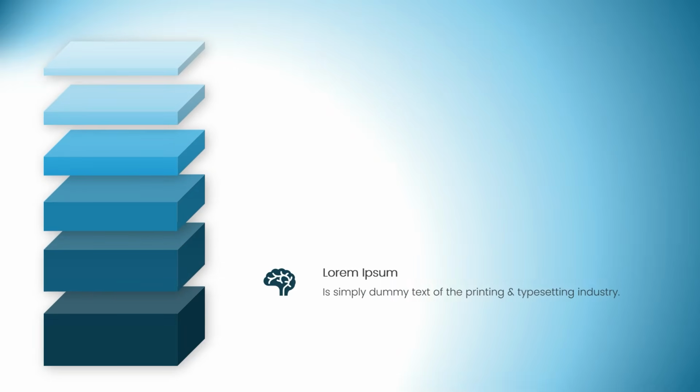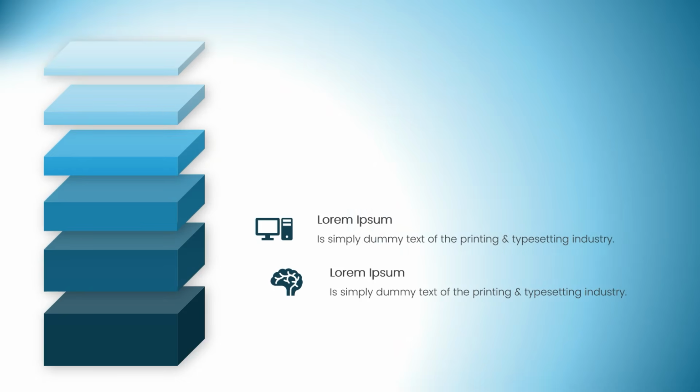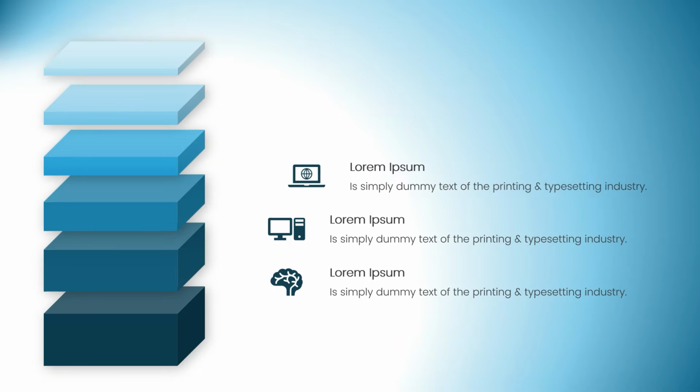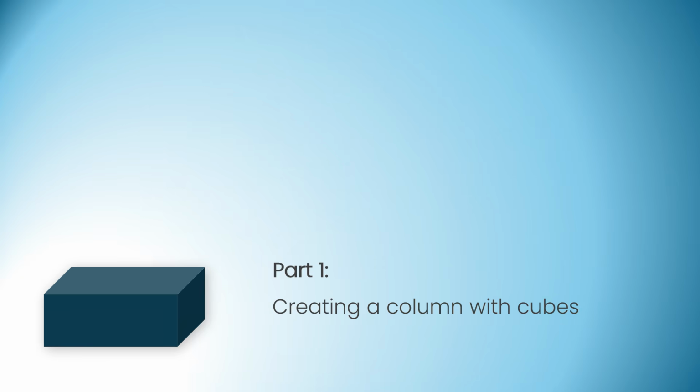Stop using bullet points and try this one. Just using animations and icons, which will level up the slide. Stay with me to go through this tutorial step by step. Part 1. Creating a column with cubes.